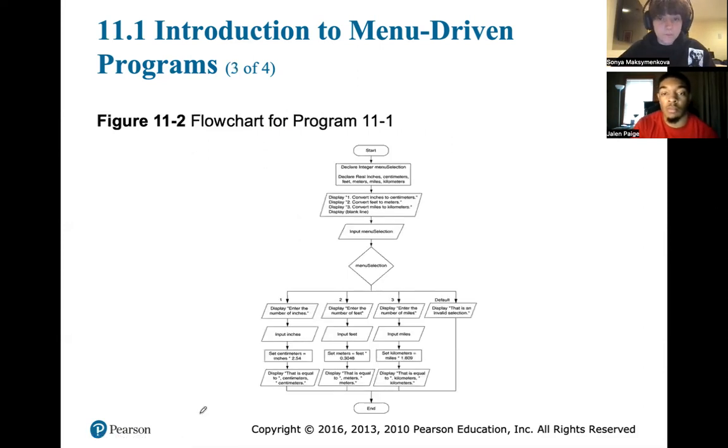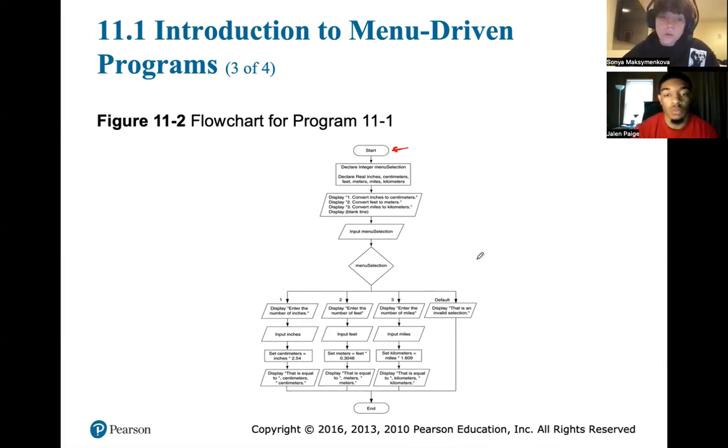Here's a flowchart and a little example of the menu selection. As you can see here, we're starting right here, and we're just following the arrows. We're going to declare some variables, which is not really important right now. Then we're displaying 3 options for the user to choose from: either convert inches to centimeters, convert feet to meters, or convert miles to kilometers. And then we're going to ask the user to make their selection. So we want them to say either 1, 2, or 3, whatever they want to do.